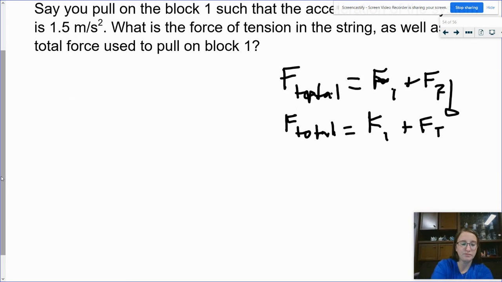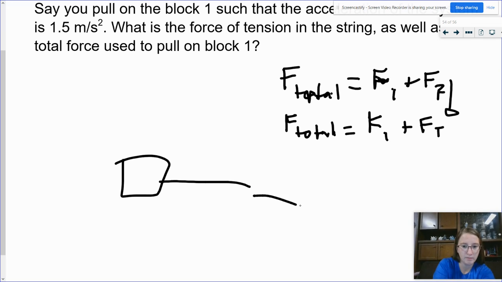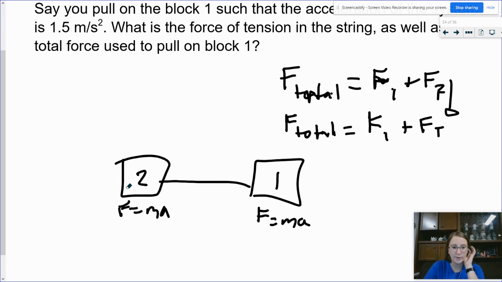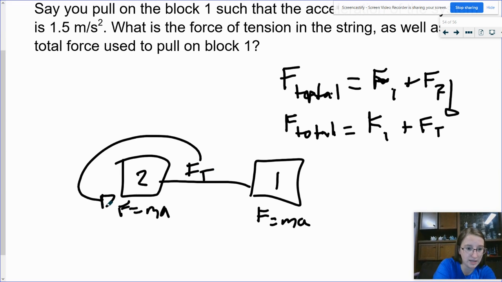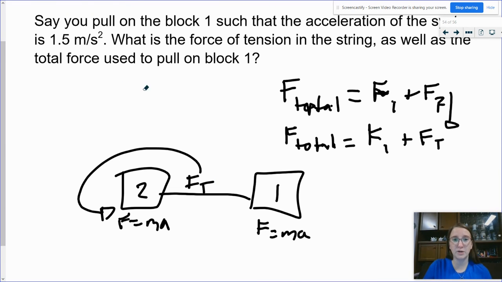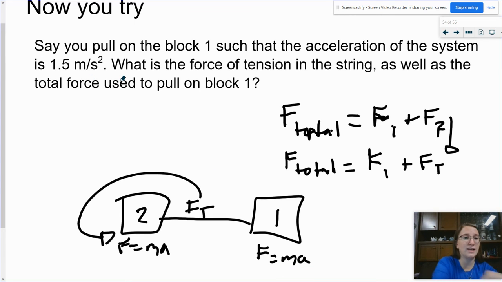Okay, let's look at this. So here's my picture again. Block 1, block 2. I'm going to look at these separately. I'm going to find again the force in the string, which is going to be the force required to pull block 2. Force of tension is going to be for block 2. And this is going to be actually pretty easy because we know the mass and we are given the acceleration now. So we just got to plug in.